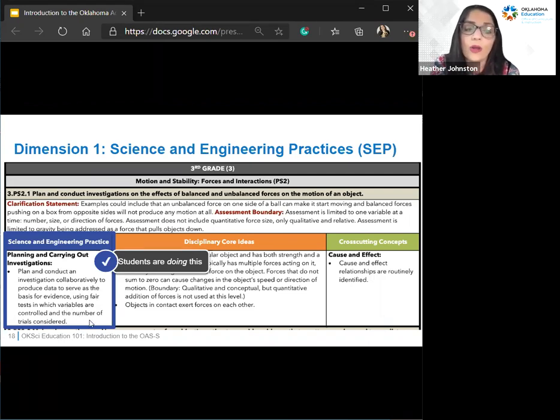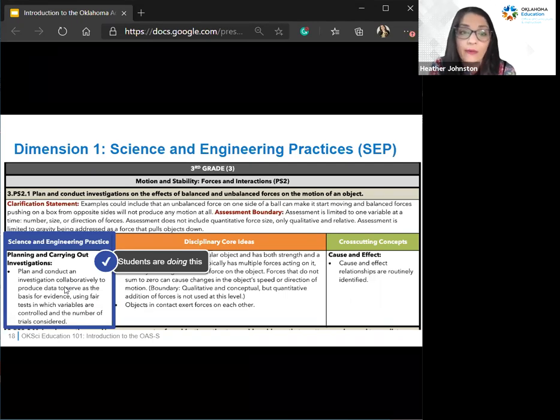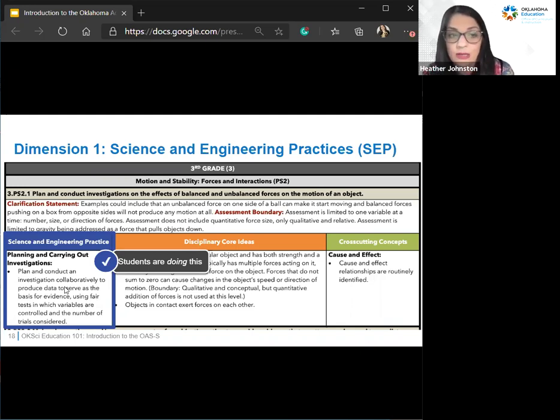And so in 3rd grade for this standard, we hope that students are doing an investigation collaboratively to find data for evidence. In this scenario, that would be like pushing on a ball harder, softer, pushing on other different things, and figuring out some data, so like gathering the information. This is what they would be doing at 3rd grade, and that is detailed inside the standard.